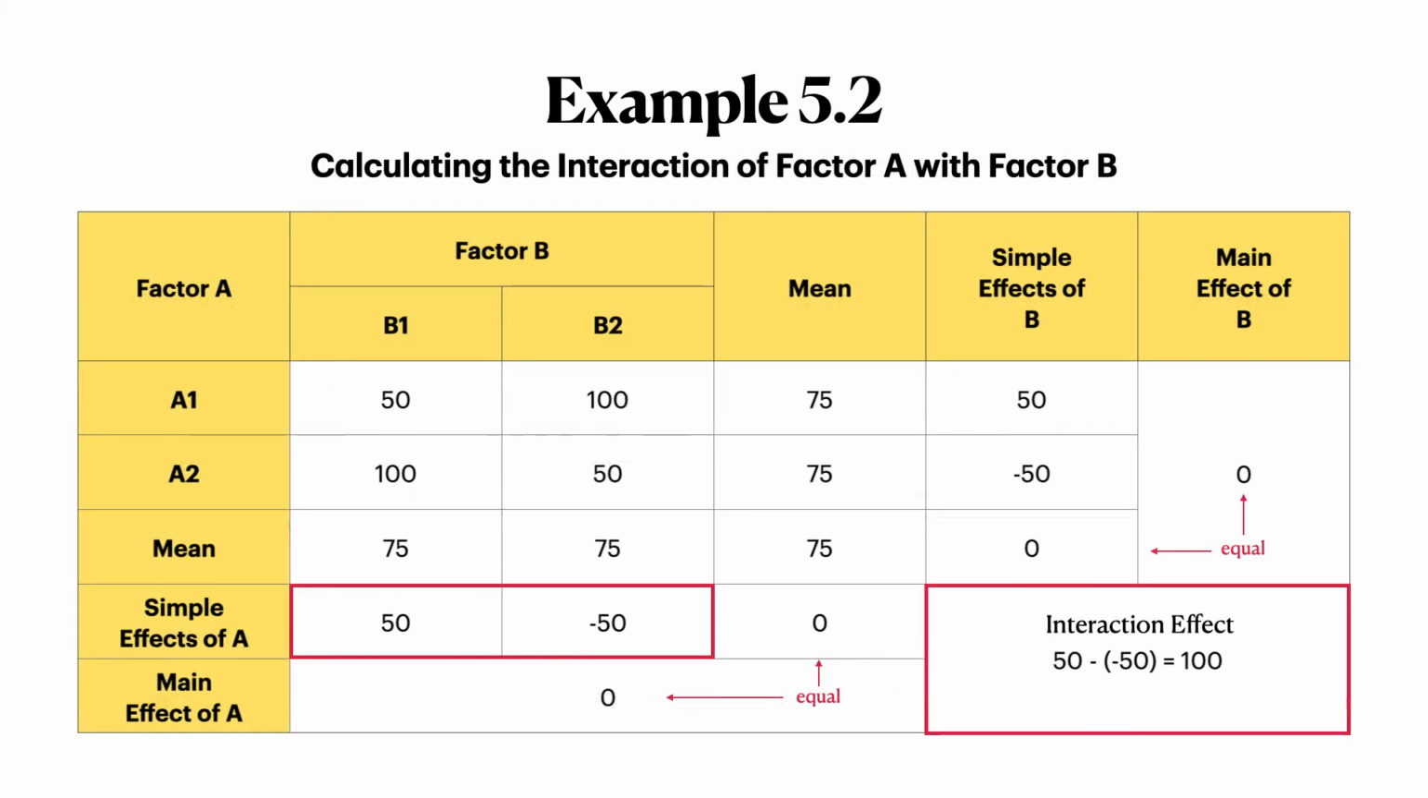All right, and we can show that calculation in the context of our two-way table. The interaction effect of A with B is, by definition, the difference between the simple effects of A at those two levels of B. And so 50 minus negative 50. And so again, that gives us an interaction effect value of 100.